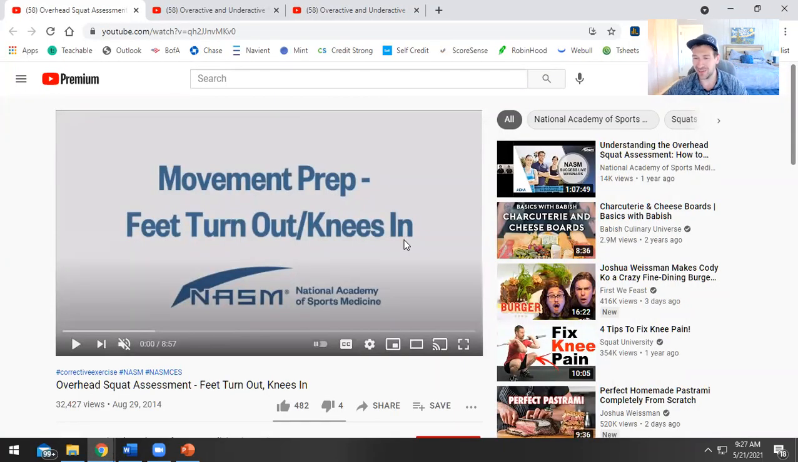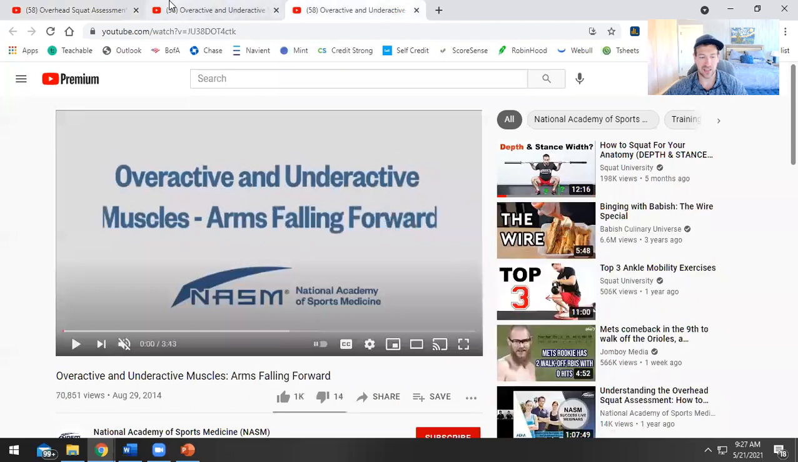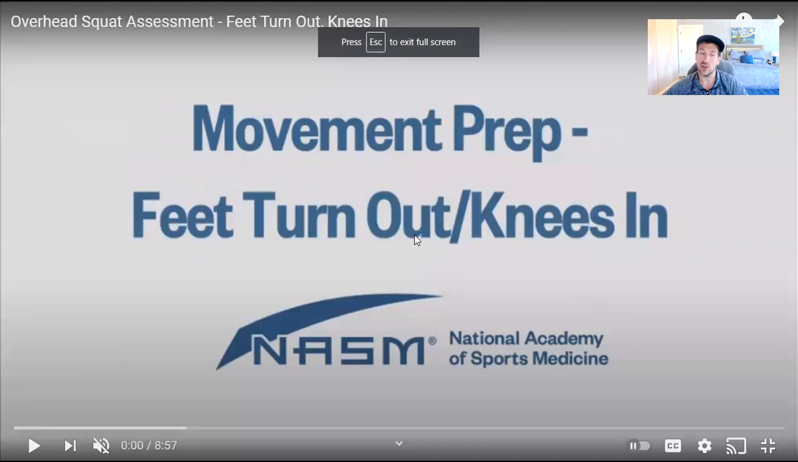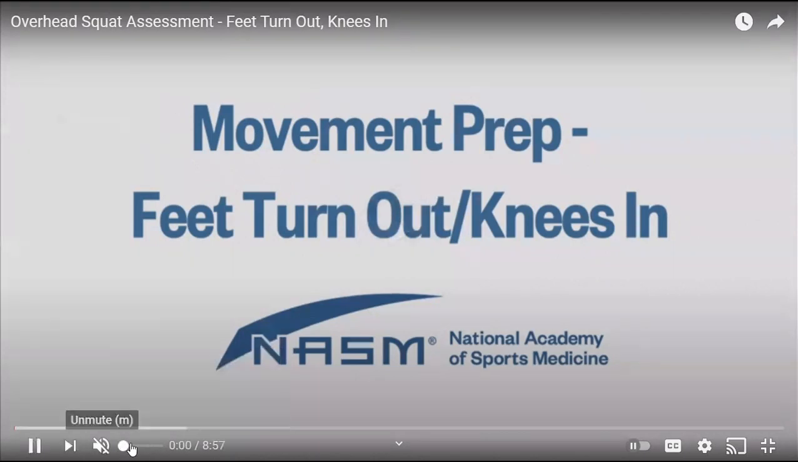All right, so we've got a little video here that's going to walk you through feet turning out and knees caving in. This is going to be a little bit of a longer video. The other two after this are really short, but here is how to address this. This is going to look at both sides of the joint. We're going to look at how to stretch the overactive stuff, or inhibit it, and how to activate the underactive stuff, right? So here we go.